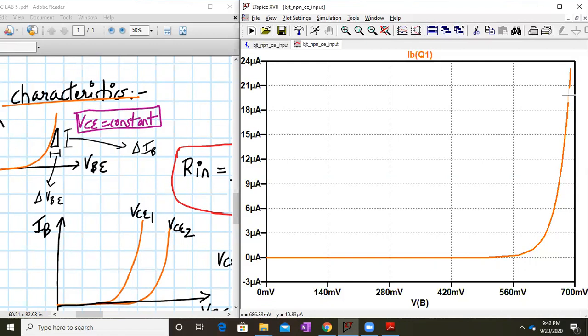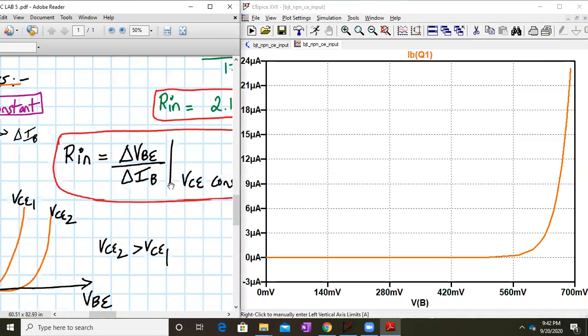So you note down the corresponding values. This will be a higher value, so VB1 will be 686 millivolt and your IB1 will be 19.83. Then you move a little lower on your curve and place it here. Here my VB2 will be 663.88 millivolt and IB2 will be 9.14 microamperes. So you got the difference between them. Rin will be just delta VB upon delta IB. So subtract VB2 from VB1, the higher value from the lower, and similarly IB1 minus IB2.